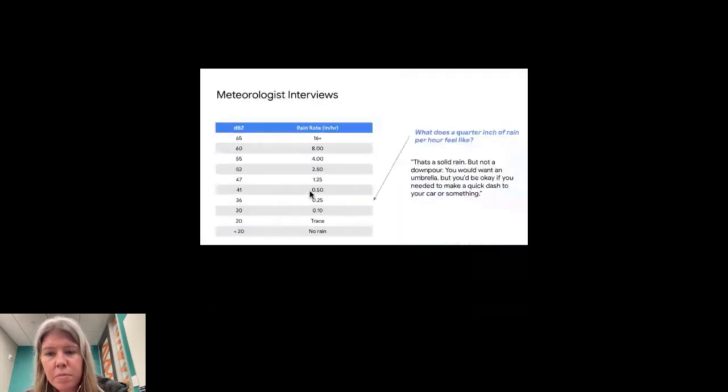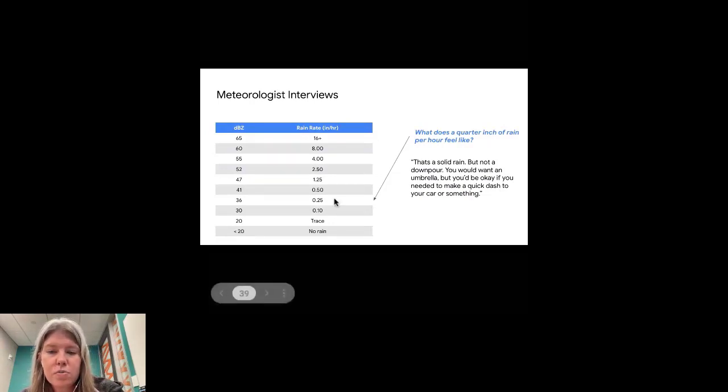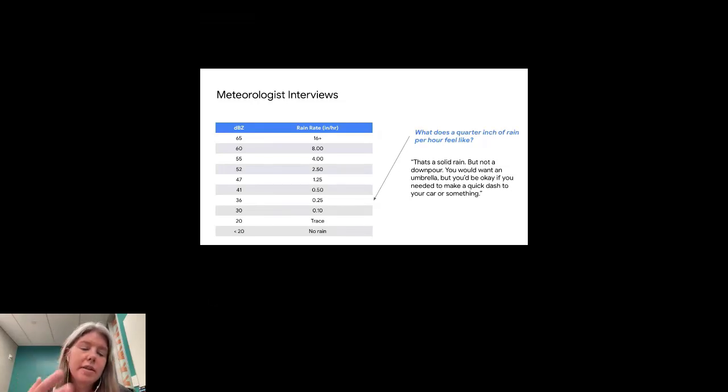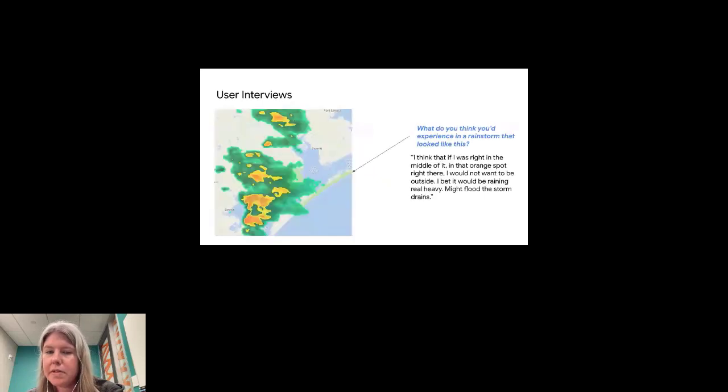But there are people who do have ingrained experience of that data, and that's meteorologists. When I worked at Weather Underground, we had a lot of meteorologists working with us. When I started on this project, I started by interviewing them about what the experience of the weather was at these different dBz rates and rain rates. I did a bunch of interviews where I'd say, what does a quarter of an inch of rain actually feel like? And meteorologists would give me qualitative explanations of what that data meant. They'd say things like, that's a solid rain, but not a downpour. You'd want an umbrella.